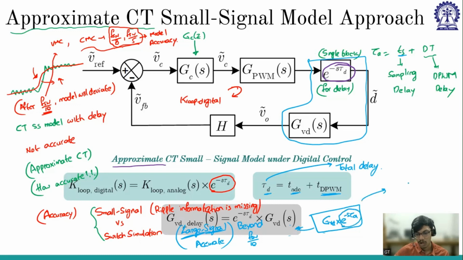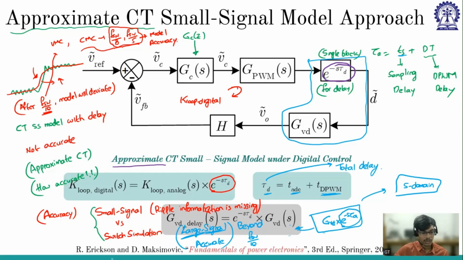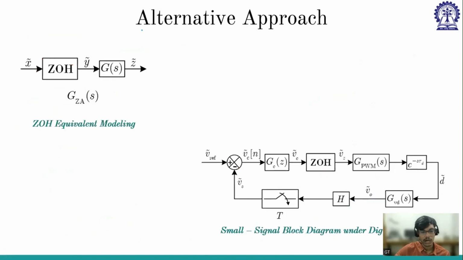So this is all about the S domain when you convert everything into S domain. As we have discussed, it has some accuracy issues, which we will be further investigating in the upcoming slides. It is also available in this book. So you can go through this book if you want further information regarding this. The alternative approach is converting into Z domain.